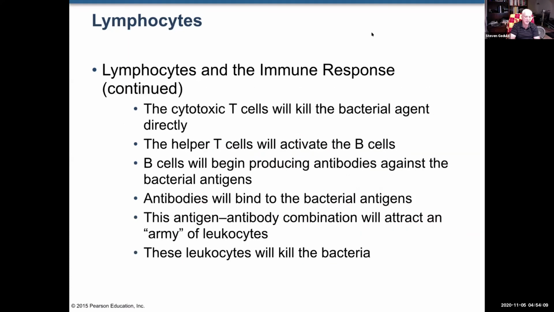Cytotoxic T cells will kill the bacterial agent directly. The helper T cells, remember, activate B cells. Suppressor T cells stop it once it's done. B cells begin to produce antibodies against the bacterial antigen. Antibodies bind to the bacterial antigen. The antigen-antibody combination will attract an army of leukocytes. These leukocytes will then kill the bacteria. That's the difference between cell-mediated and antibody-mediated response to an antigen in your body.